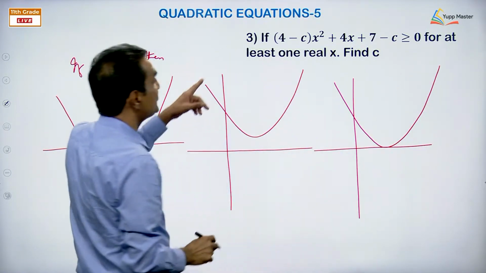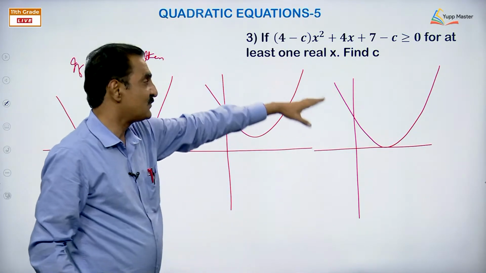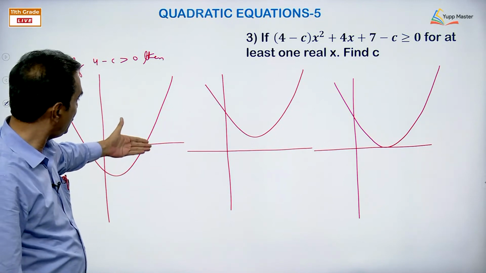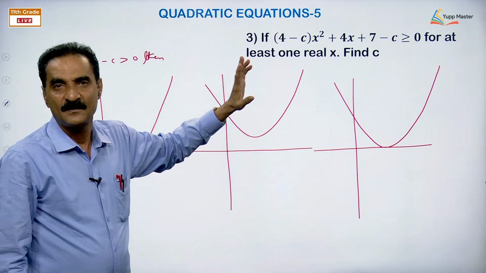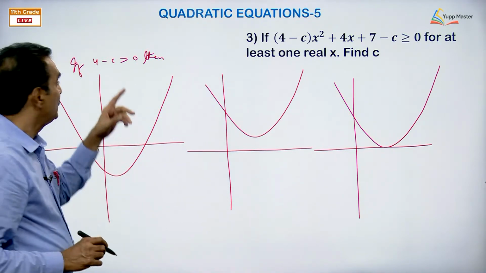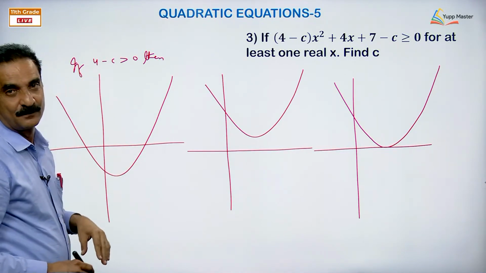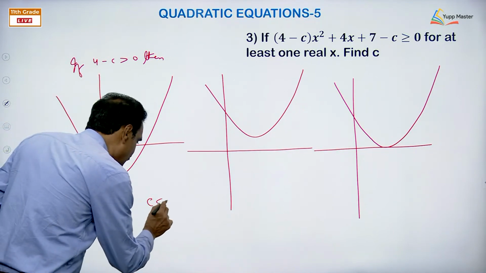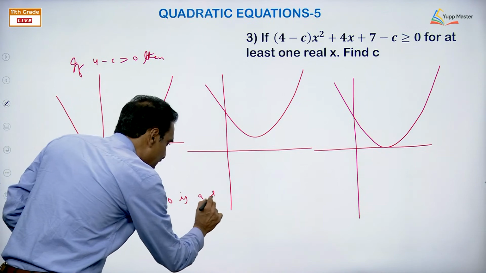In all these cases, it is greater than or equal to 0 for at least one real x is true, because the expression is taking positive values somewhere. Okay. Therefore, it is always true, and if 4 minus c is greater than 0, c is less than 4. So, c less than 4 is a solution.